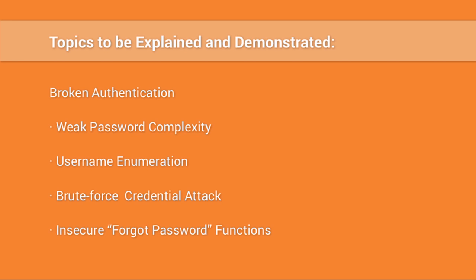This tutorial is part 2 of a two-part tutorial on broken authentication and session management, or OWASP's Top 10 2013 A2 category. While part 1 of this tutorial covered session management issues, part 2 will instead cover broken authentication weaknesses. We'll discuss weak password complexity, username enumeration, brute force credential attack prevention, and insecure forgot password functions. Let's get started.